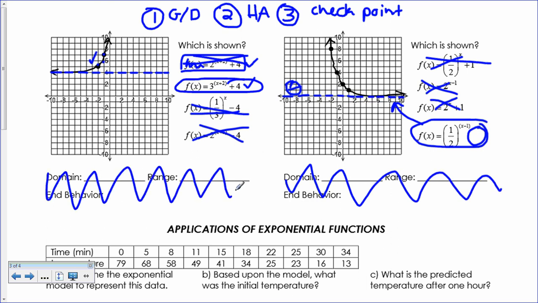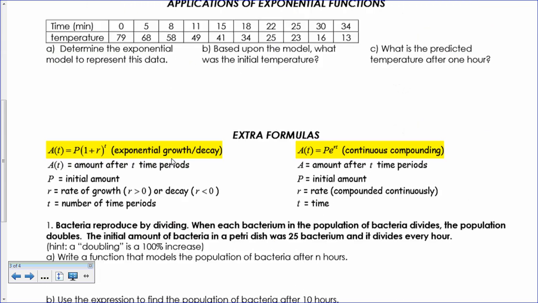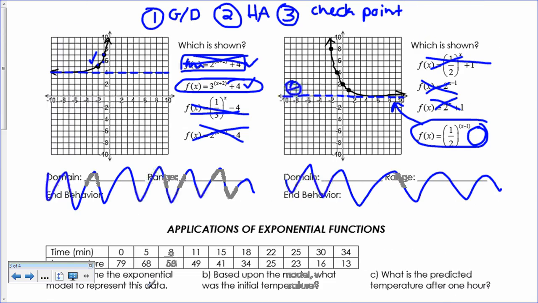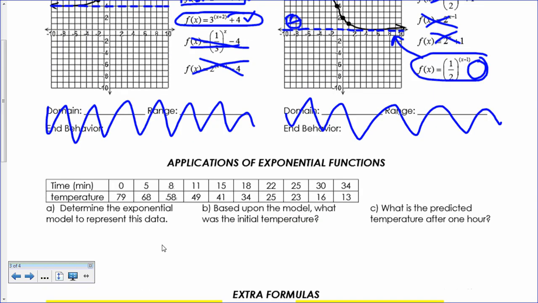I'm going to skip the domain, range, and end behavior for these because we already practiced them on the next page. You'll practice that more in the homework. Just make sure that you guys are on top of those topics for our quiz and test. All right, now I'm going to leave the graphing section. That's all you guys need to know about the graphing of exponentials. Now I'm going to talk about the application questions.